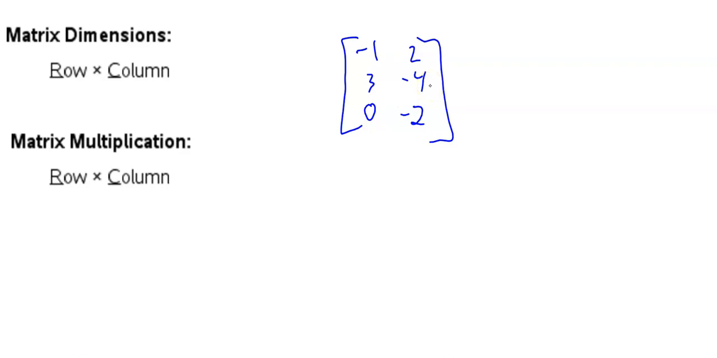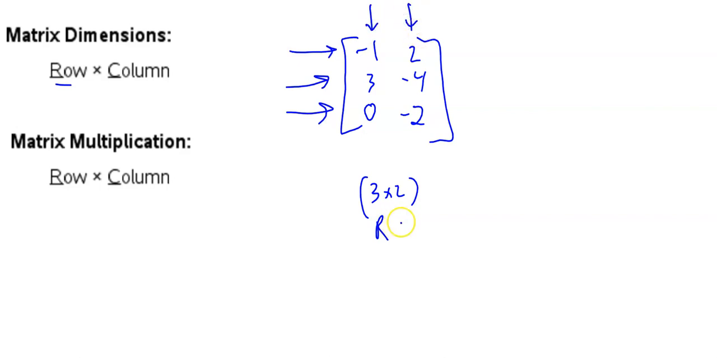So I've got 6 numbers in there in a certain order, so it's always row by column. This is called a 3 by 2 matrix. The reason is there are 3 horizontal rows and 2 vertical columns. So row by column, RC. And we're going to use that when we multiply and when we add. It helps to identify the dimensions of the matrix first, for sure.